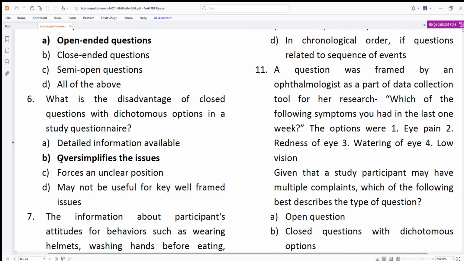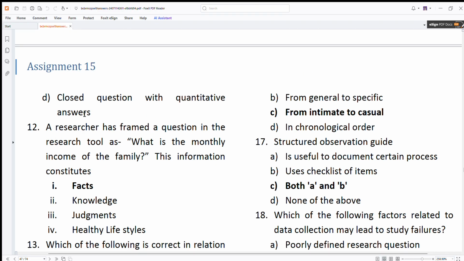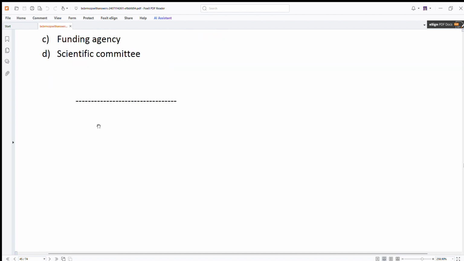Disadvantages of closed questions with dichotomous option. Dichotomous means a yes or no. Yeah, oversimplifies. Yes, correct. Sometimes there is a gray zone, right? Things in life are not always white or black. They can be gray also sometimes. So it's a gray zone, but it does not encounter that. So yeah, that's why. Okay, so moving ahead.